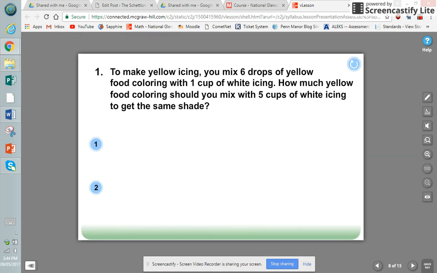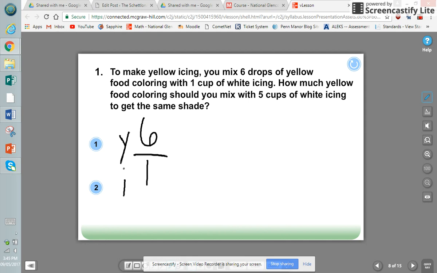Let's take a look at a ratio. First things first, making yellow icing, a very real-world problem. We have 6 drops of yellow food coloring with each 1 cup of white icing. I can easily make that into a ratio. We're going to call that 6 to 1, but I'm going to make sure I label this so I'm aware of what the 6 represents. I'm going to put a Y for the yellow drops. And icing goes there.